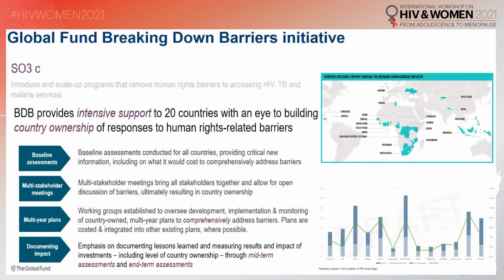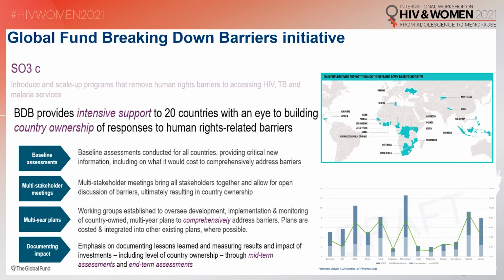We recognise that technical fixes are not enough, and that mere availability of services does not necessarily make them accessible, acceptable, or of good quality. And programmes to reduce human rights related barriers include programmes to address stigma and discrimination. They're not nice to haves, they're absolute non-negotiables. Therefore, our Breaking Down Barriers initiative provides intensive support in 20 countries with the aim to build multi-stakeholder buy-in and ownership of comprehensive national responses to address such barriers.